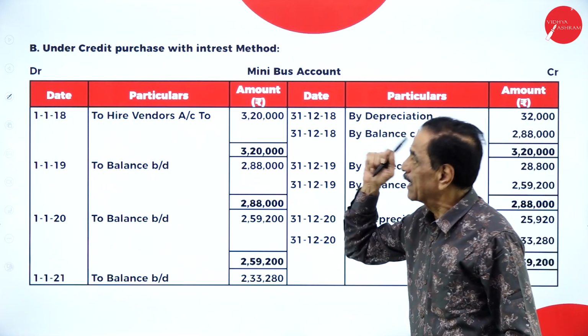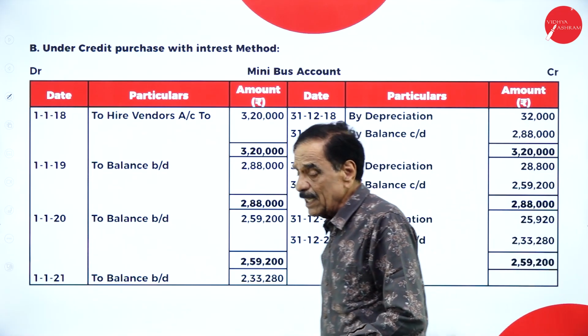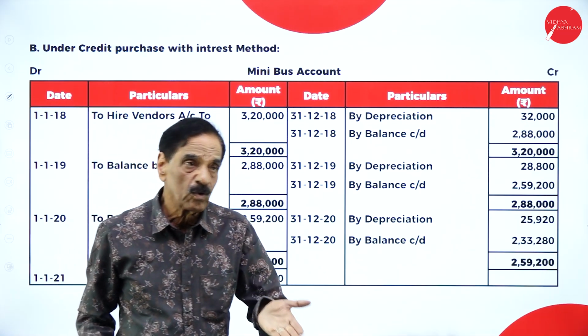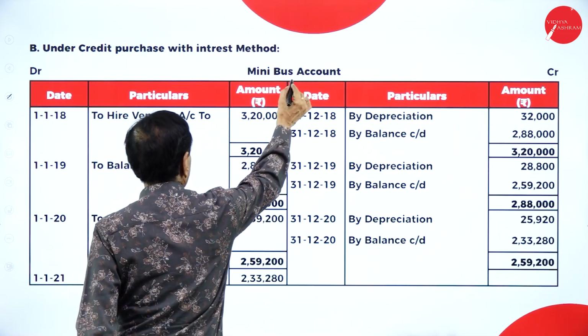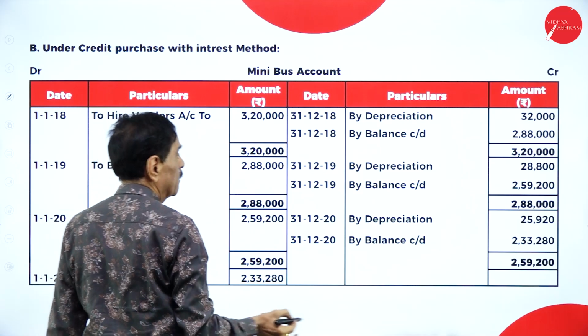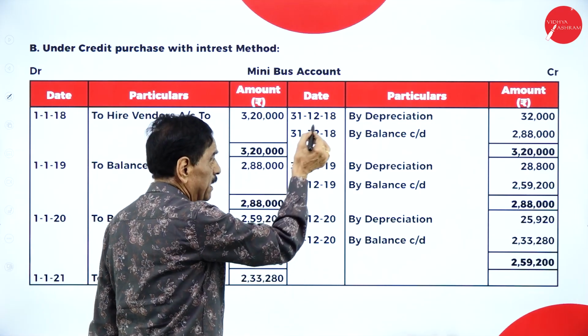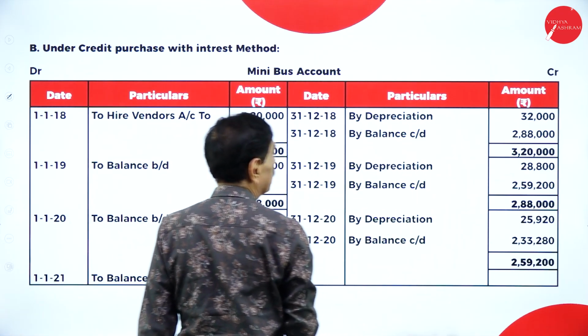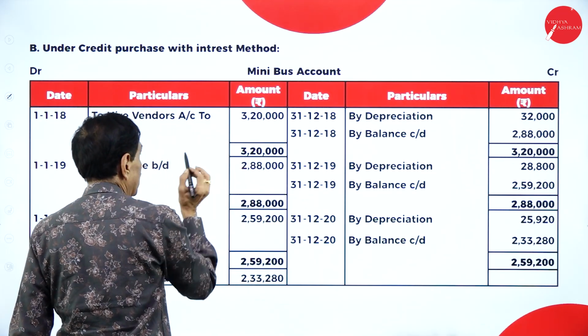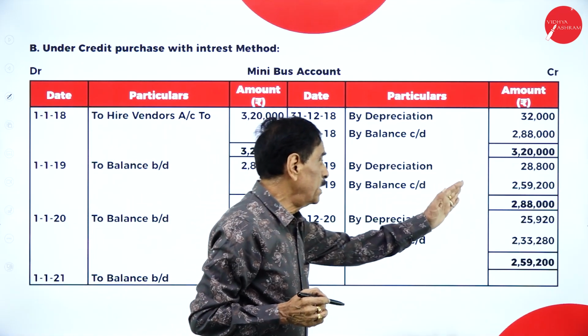So come back here, credit purchase method. The entry is asset account debit to hire seller account. Asset account debit to hire seller account. Then regarding the by depreciation of the year, balance carried down, to balance brought down, by depreciation.